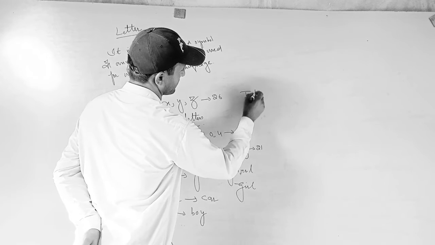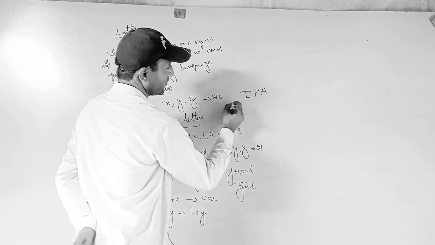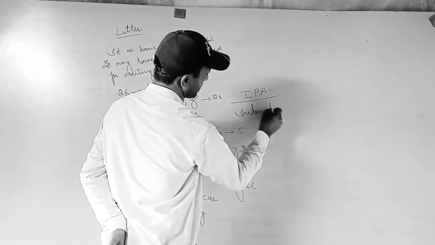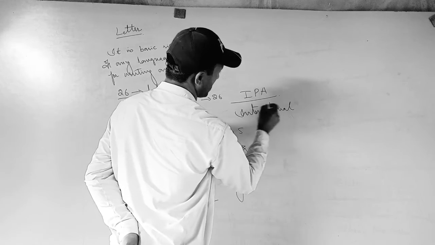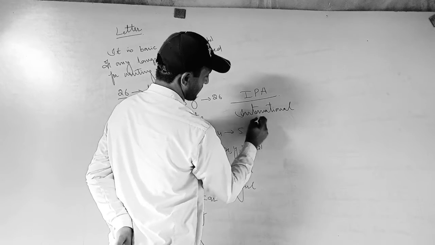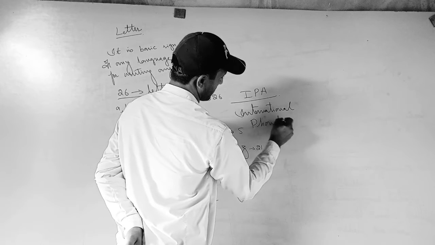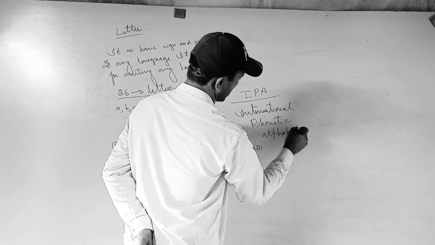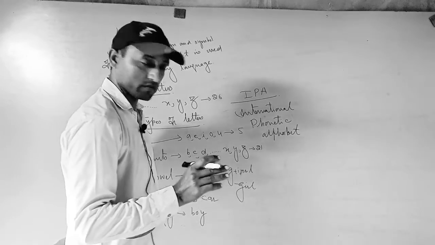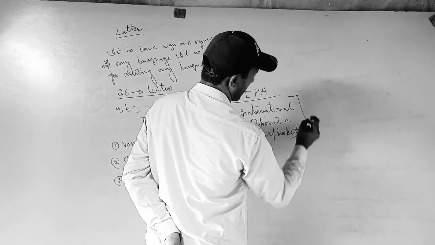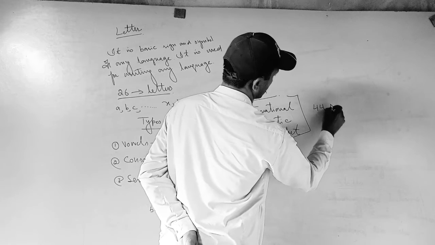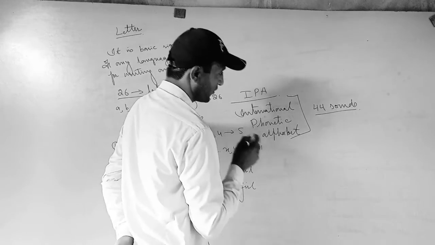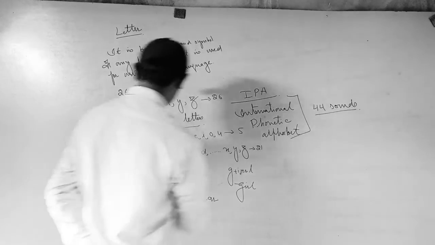IPA. What's the full form of IPA? It's the International Phonetic Alphabet. International Phonetic Alphabet. So there are totally 44 sounds, and in 44 sounds you will see similarly here.